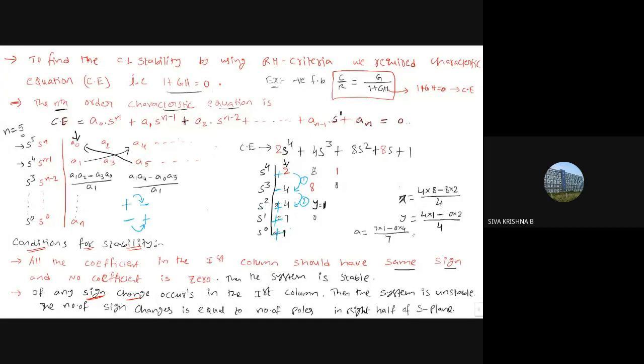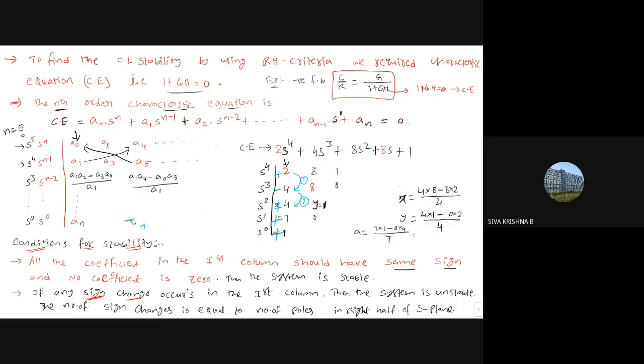So remaining are positive, assume. So now here if you check, two sign changes are there. Two sign changes means two right hand poles are present. That means the number of sign changes equals the number of right hand side poles. Right side poles. I am repeating, the number of sign changes in the first column is equal to the number of right hand side poles. So that is the stability criterion to check the stability. This is the procedure.